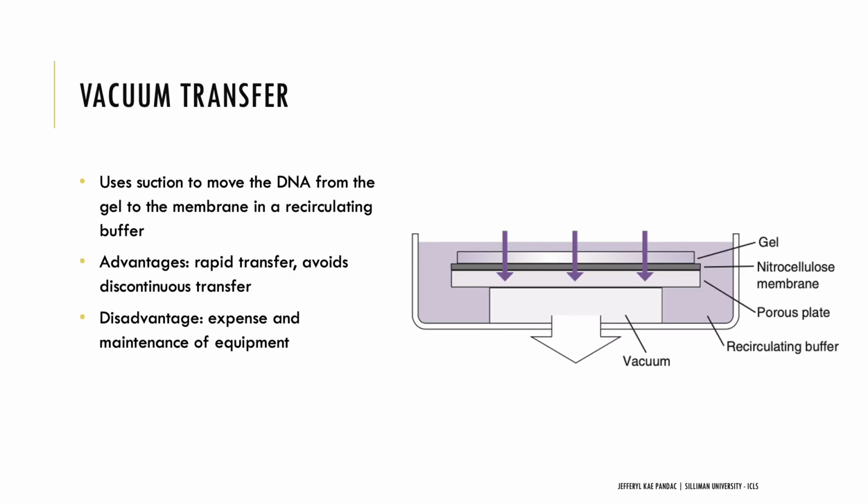And then we have vacuum transfer. This blotting technique uses suction to move the DNA from the gel to the membrane in a recirculating buffer. Like electrophoretic transfer, this method transfers the DNA more rapidly than capillary transfer, in 2 to 3 hours rather than overnight. Also, it avoids discontinuous transfer due to air trapped between the membrane and the gel. However, one major disadvantage of this technique is that it requires expensive equipment and maintenance.